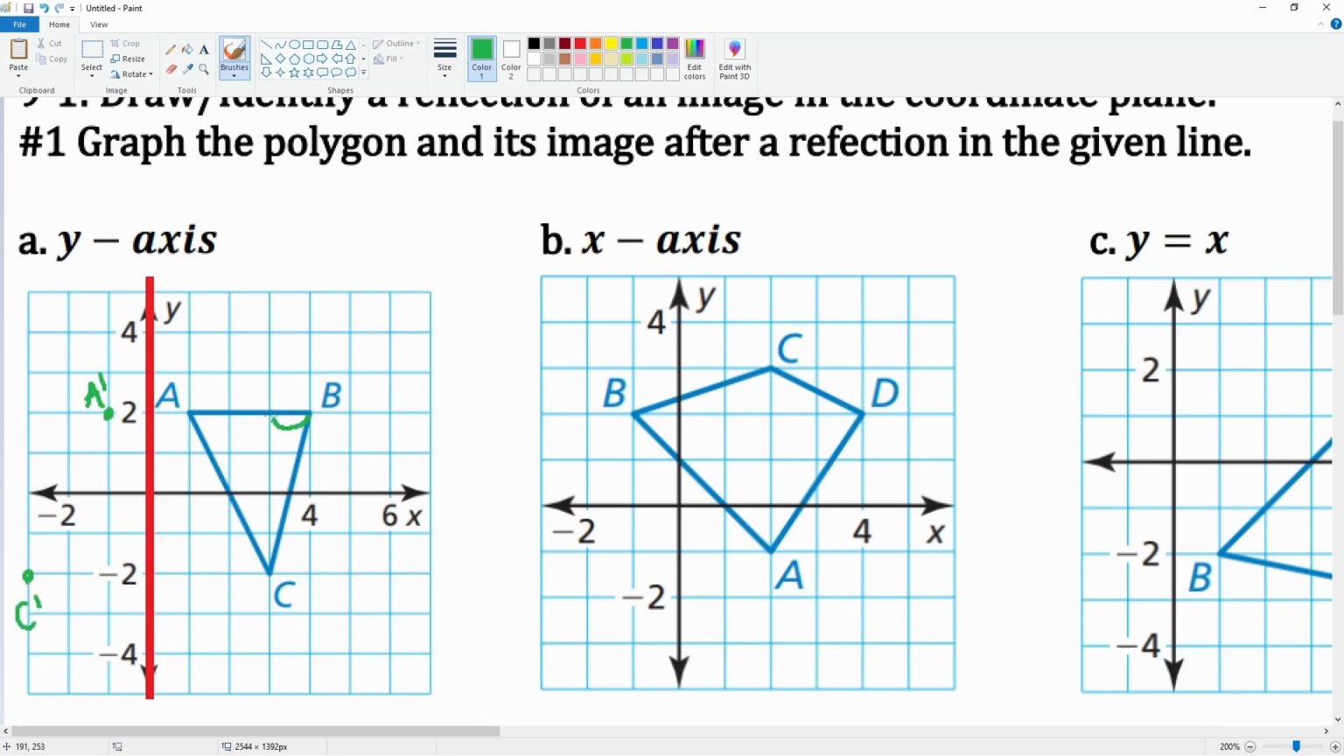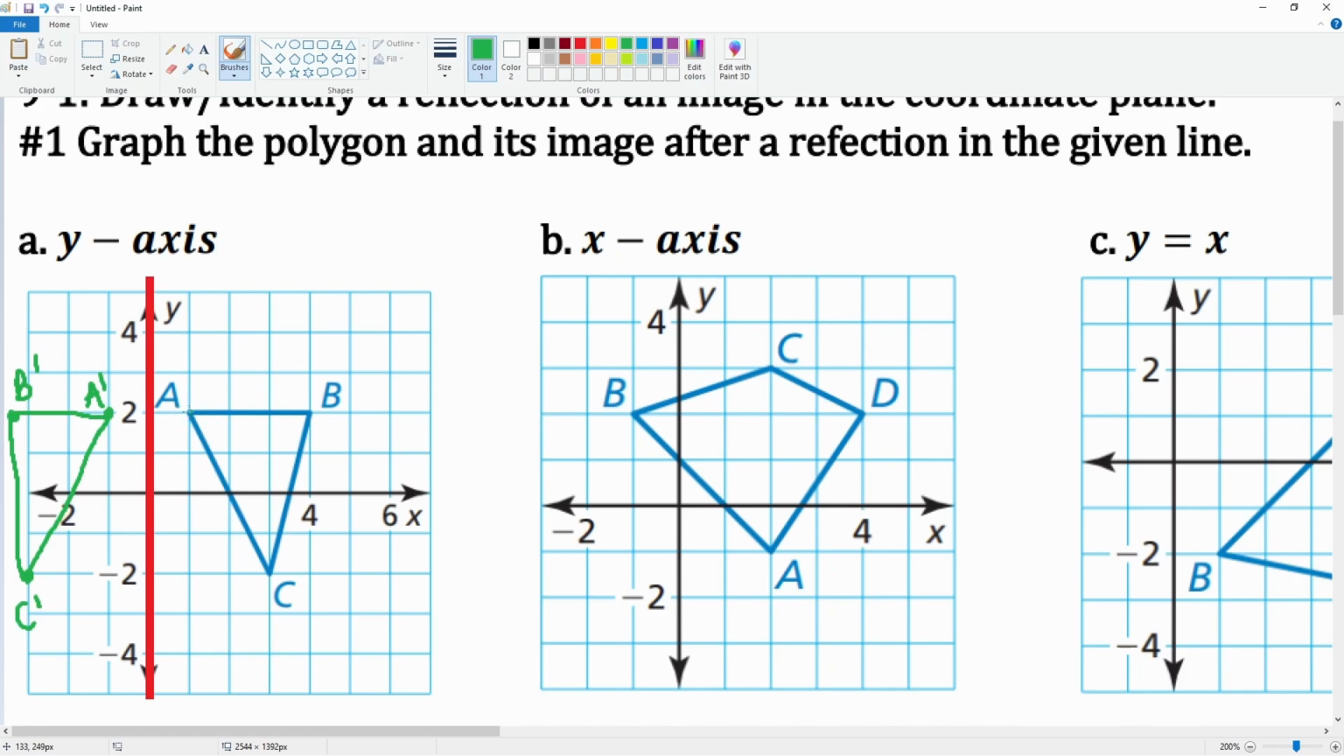B looks like it is 1, 2, 3, 4 units away. So it's going to be 1, 2, 3, 4 as well, it's going to be a little bit off. So it's right here. That's going to be B prime. Now connected right here as well. Okay, that would be the new image.